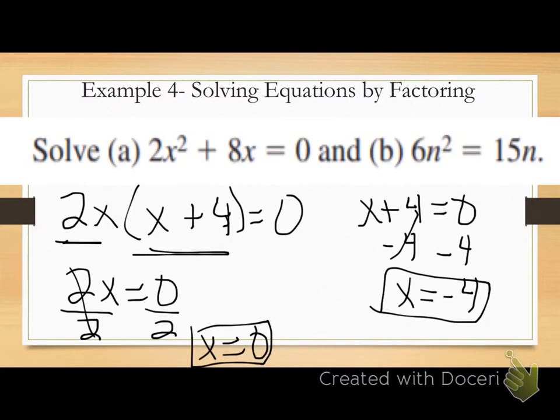What's negative 4 squared? So negative 4 times negative 4. 16. 16 times 2. 32. What's 8 times negative 4? Negative 32. What's 32 plus negative 32?